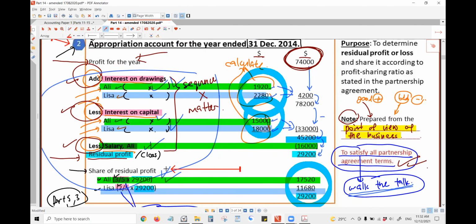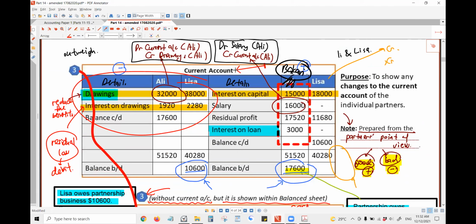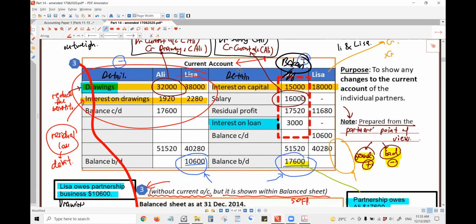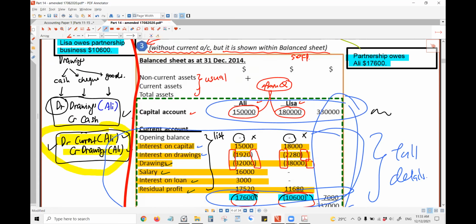Then we do the current account to analyze all the things that belong to the individual partners. We put them into a proper account like this to see what is the net benefit that Ali and Lisa get. Then you do the SOFP. Okay, come to this question.